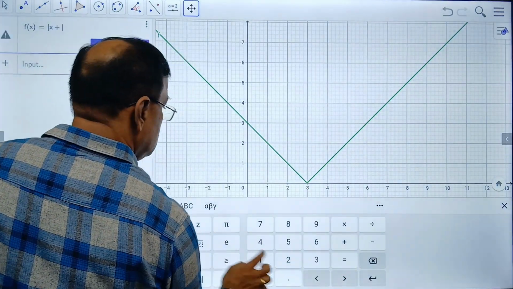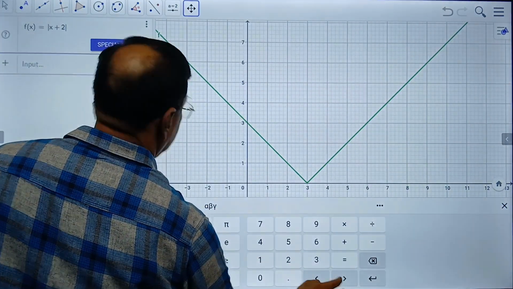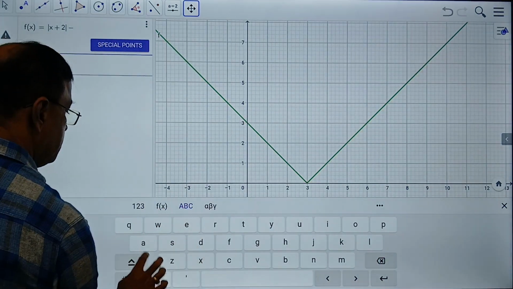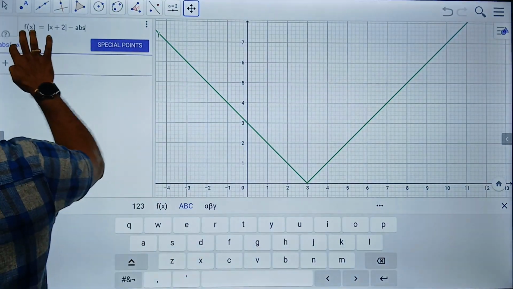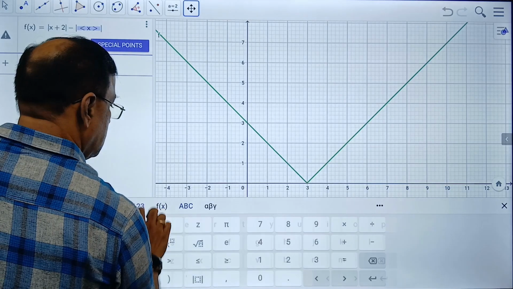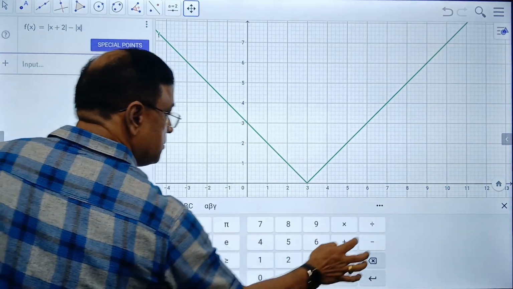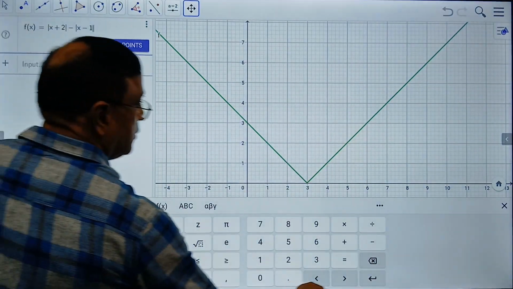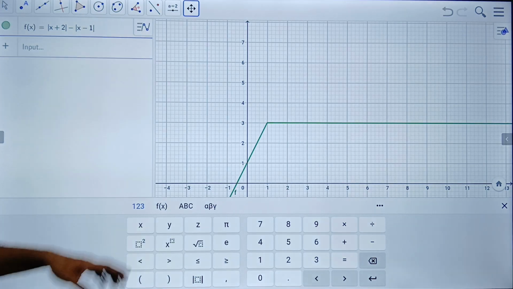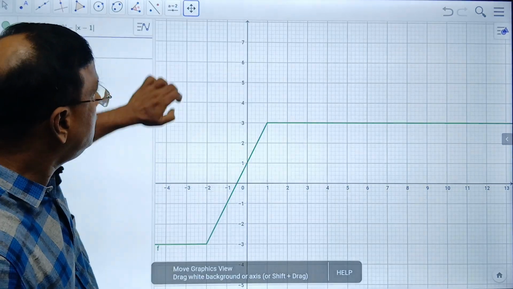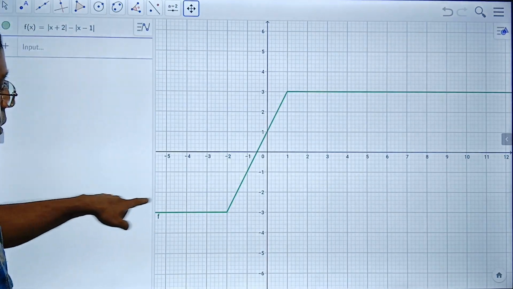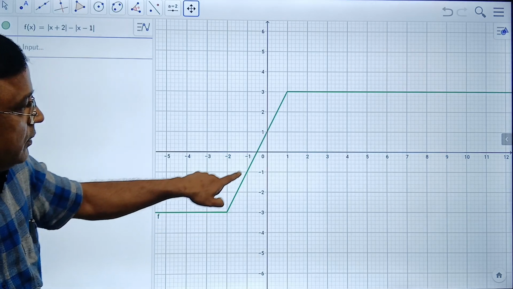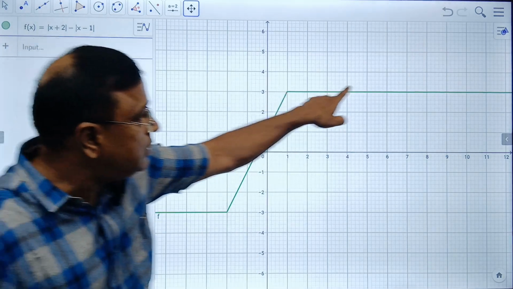It's plus 2 and minus absolute x minus 1. You can see the graph. That's exactly what we drew there. Okay, can you see it? At minus 2, and then it passes through 1, touches at 3, and it goes on.